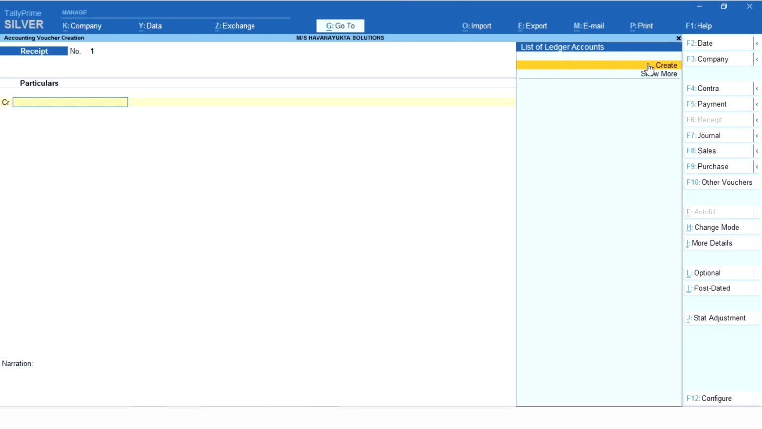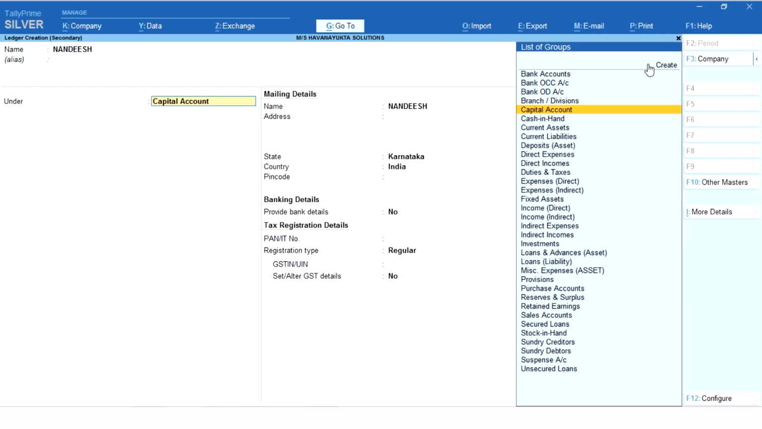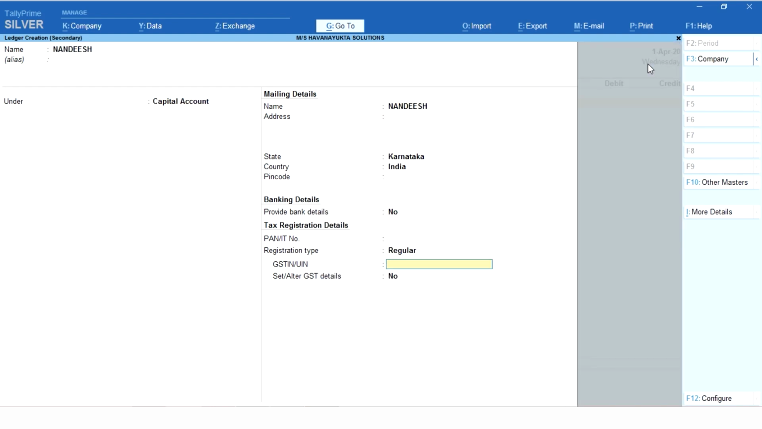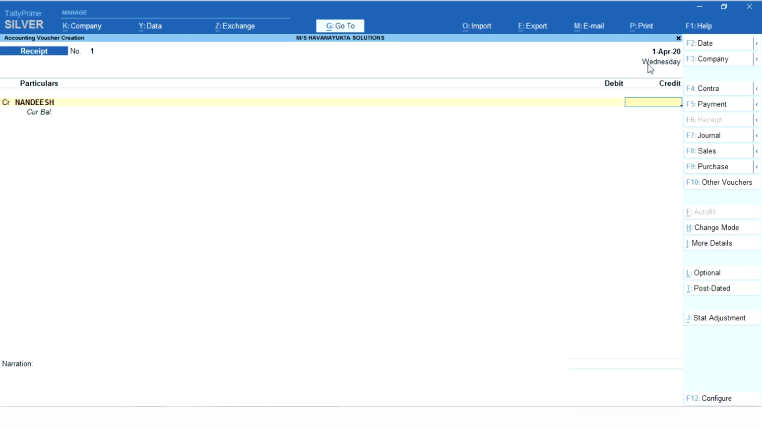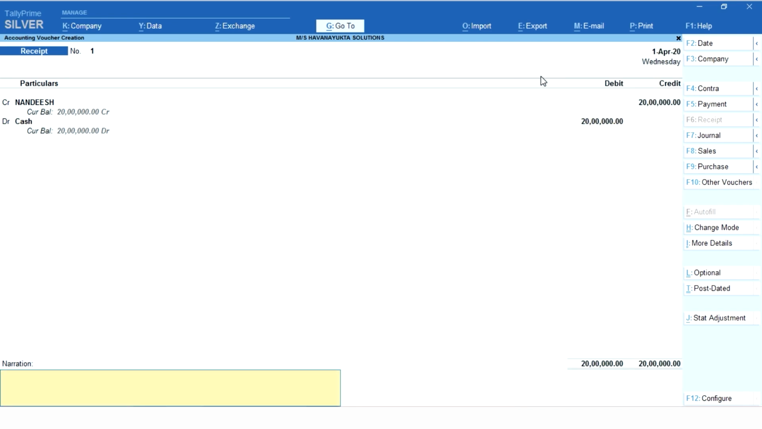So you can go with the create option, or the shortcut key is Alt C. Use the shortcut key Alt C, create the Nandish account under capital, and we'll accept the screen. How much has he introduced? He has invested 20 lakh, and he has invested through cash. See, when it comes to a debit, it is asking for a cash ledger and the cash ledger is already created. So we go with the cash ledger here and we'll pass the transaction and give a narration.